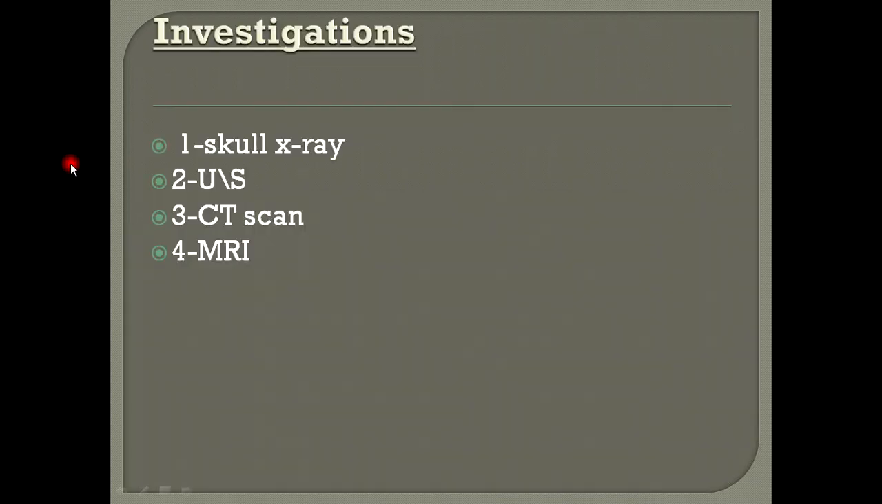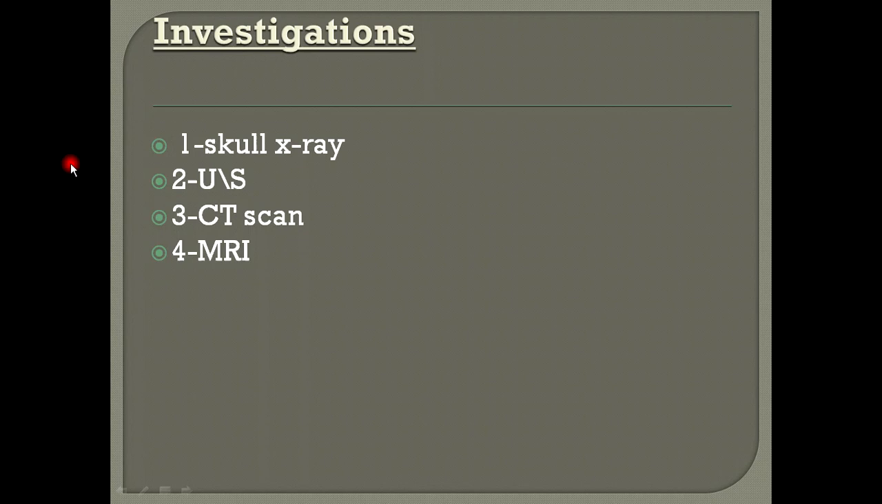Now, what about the investigations? We start with the skull x-rays, which can show the splaying of the sutures. You can see the sutures are open, and you can see on plain x-rays what's called the copper beaten appearance or fingerprint appearance, which is the sulci and the gyri of the brain pushed against the inner table of the skull. They put some thumbprints on the skull x-ray.